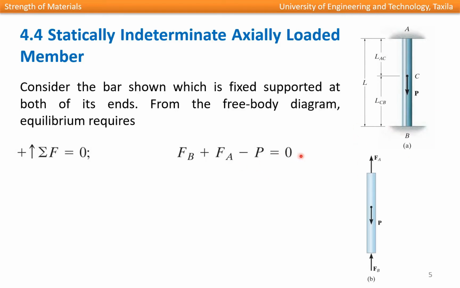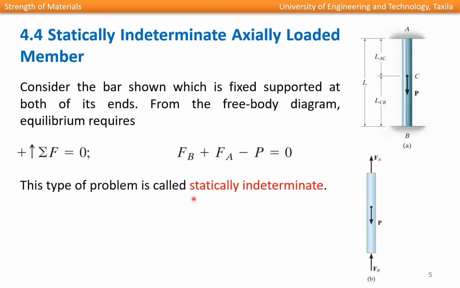Here we have only one equation, but we have two unknowns to be determined, FB and FA. From one equation we cannot find two unknowns, so we need two equations to find the two unknowns simultaneously. So we need another equation, which we will develop.